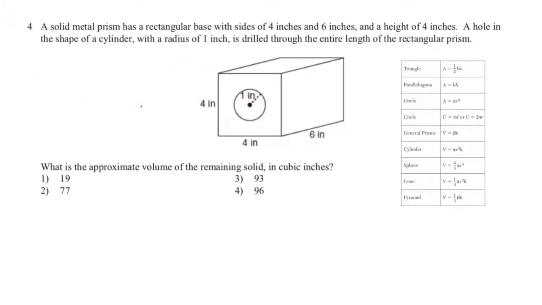Okay, now here's a good one. A solid metal prism has a rectangular base with sides of 4 inches and 6 inches and a height of 4 inches. A hole in the shape of a cylinder with a radius of 1 inch is drilled through the entire length of the rectangular prism, and they want to know the approximate volume of the remaining solid in cubic inches. So once again, quick check, all the dimensions are the same.